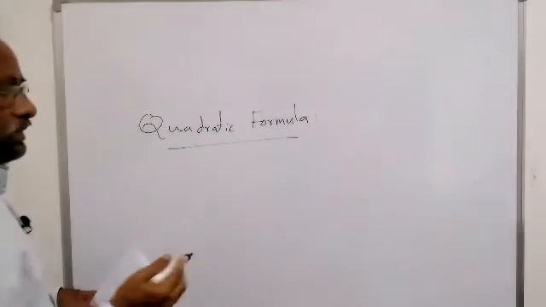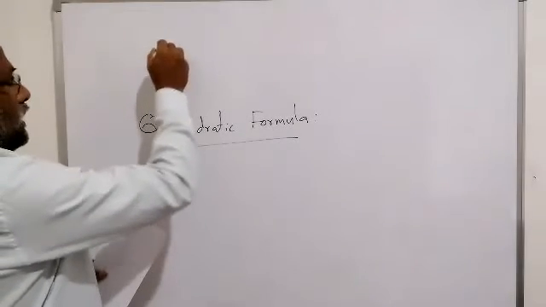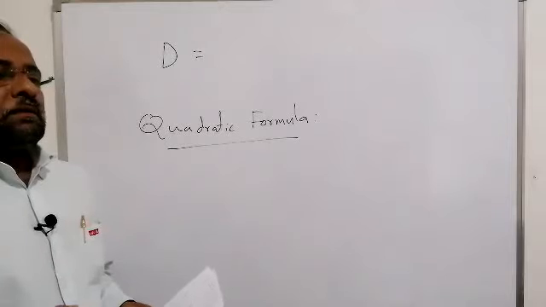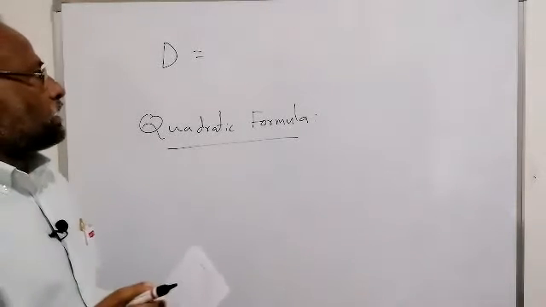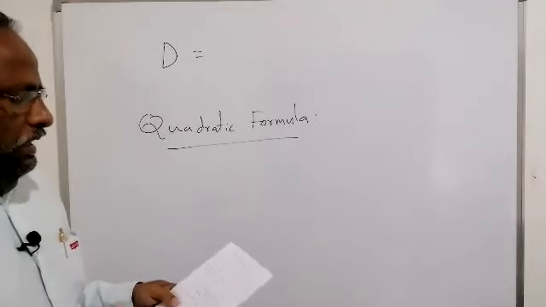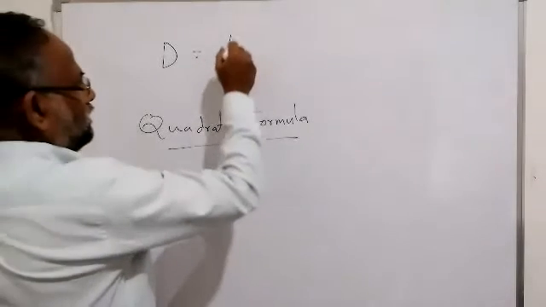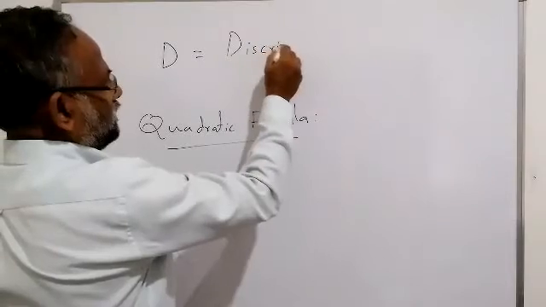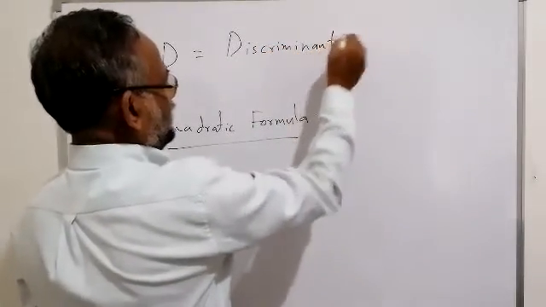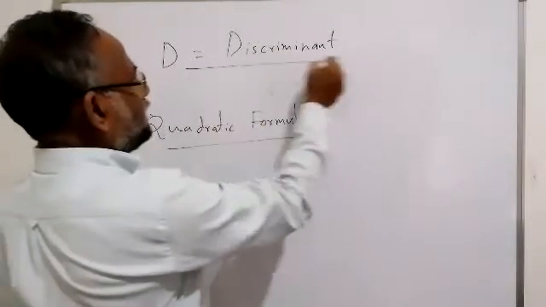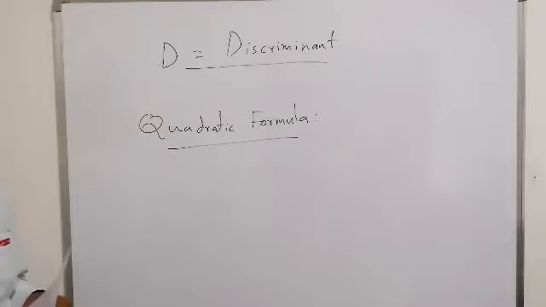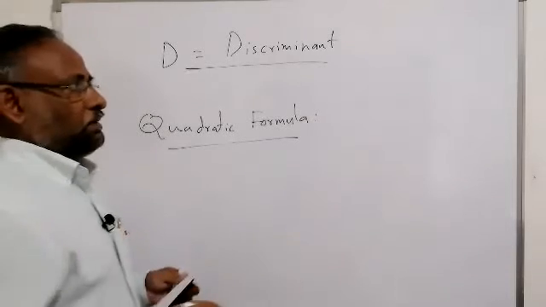Now listen here, don't write now. After writing the quadratic formula, close your pen and listen. One word you have to study: the discriminant. See the spelling, discriminant. All are I, then D. This is discriminant. We have to study the discriminant first.